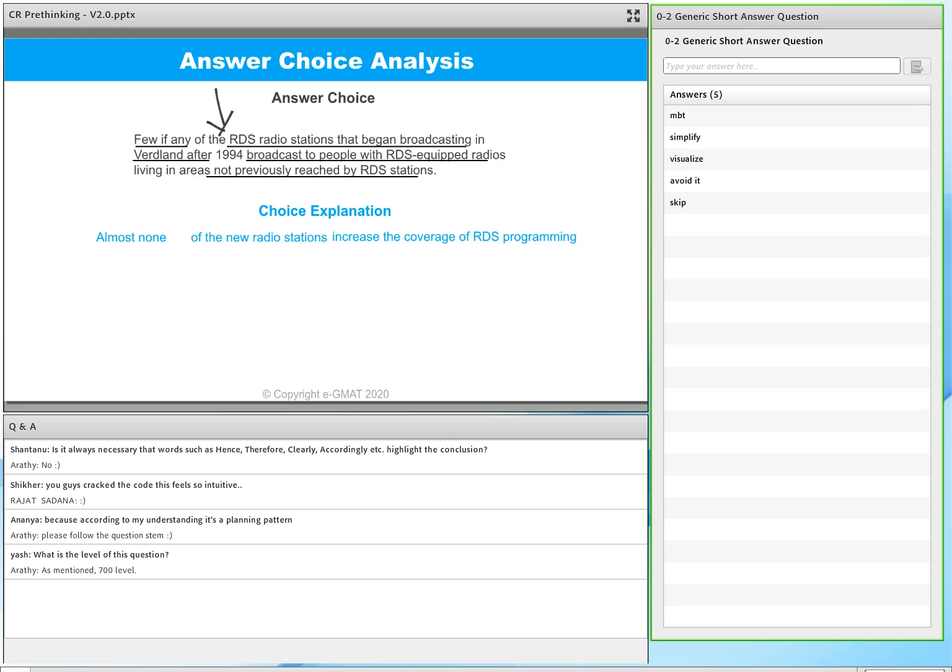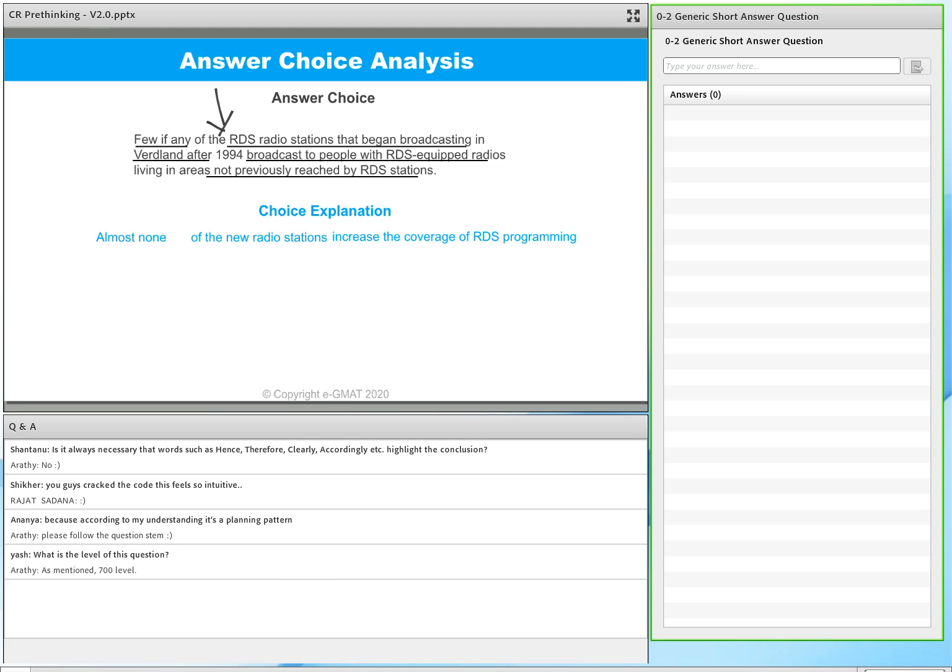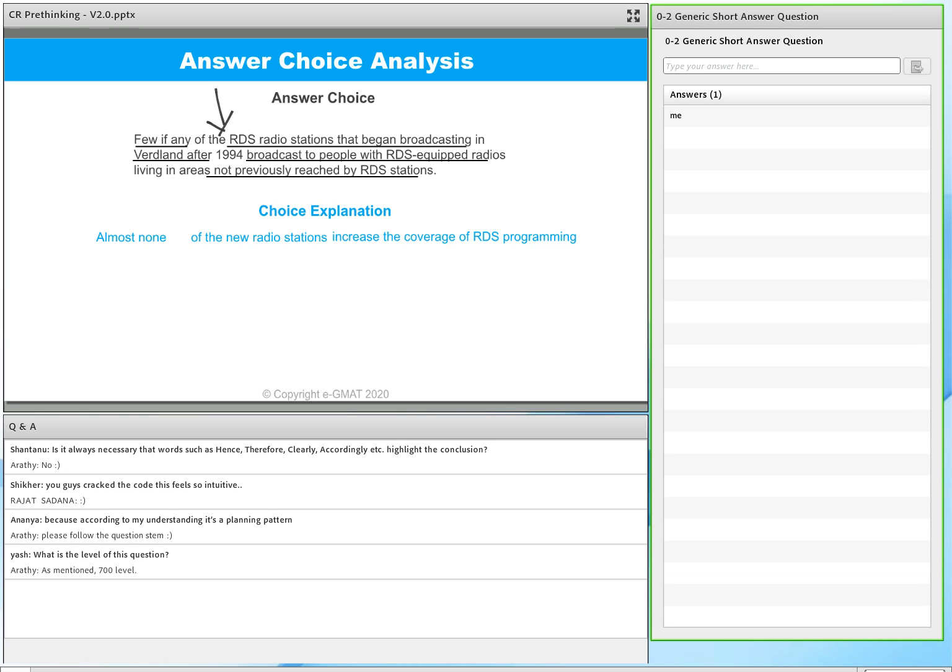Anyone going through our quant course over here? Yes. What are the process skills? Simplify, visualize, translate. All of those apply here as well. Don't just reserve those skills for quant. The moment you start applying them in verbal, you're going to find life becomes very easy.